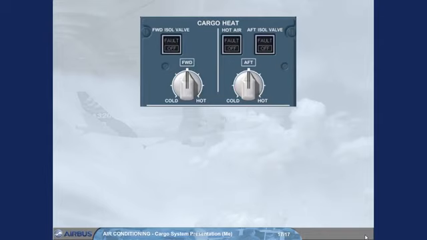The normal operation of the cargo conditioning system only requires the following pilot inputs. Confirm that the push-button switches are in their normal lights-out position, and set the required temperatures. Note, the mid position of the temperature selector is approximately 15 degrees Celsius.